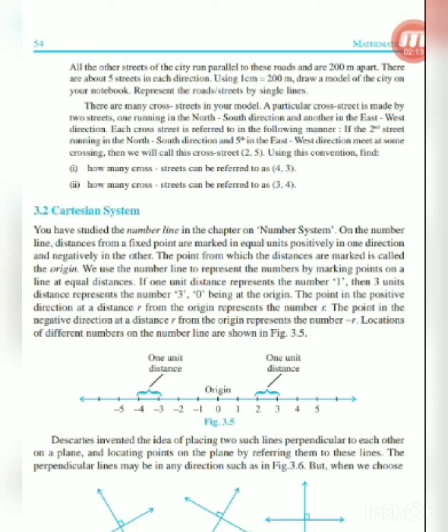Each cross street is referred to in the following manner. If the second street running in the north-south direction and the fifth in the east-west direction meet at some cross, then we will call the cross street 2-5. Using this convention, find how many cross streets can be referred to as 4-3 and how many cross streets can be referred to as 3-4.